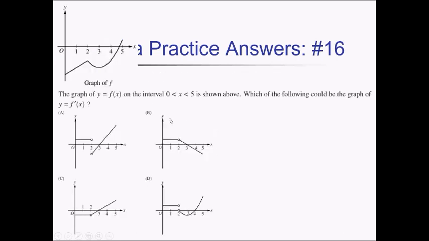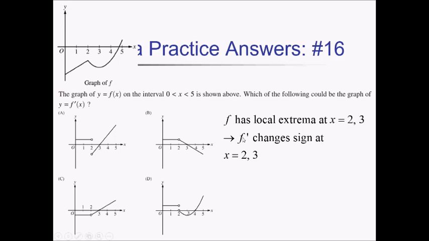For this problem, we're given the graph of f of x up here on the interval from 0 to 5. We want to know which of these down here could be the graph of f prime. So one thing we notice is that we have a max at 2, we have a min at 3, we have turnarounds there. So since we have local extrema at 2 and 3, we're going to be changing the sign of f prime at those two x values. So let's look for a graph that changes sign twice at 2 and 3.